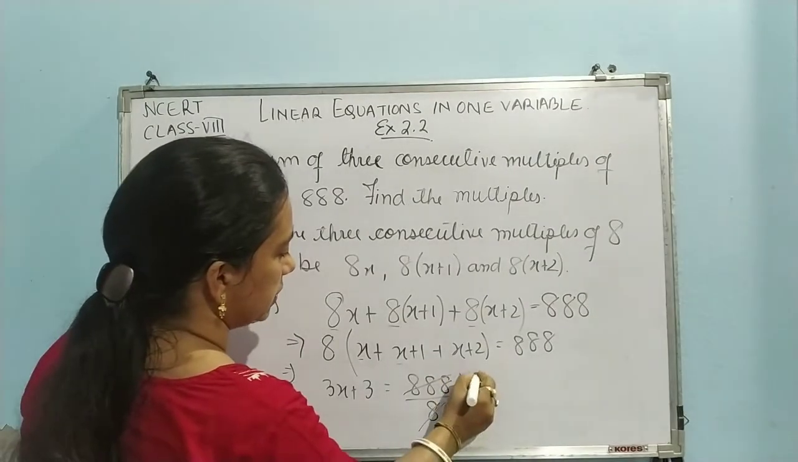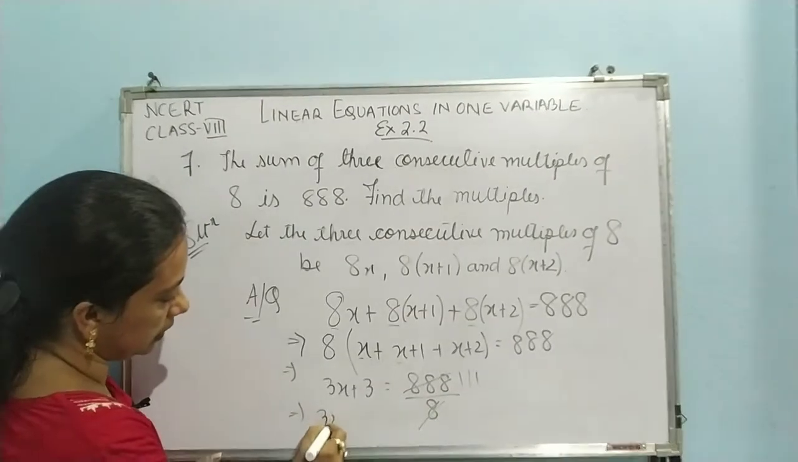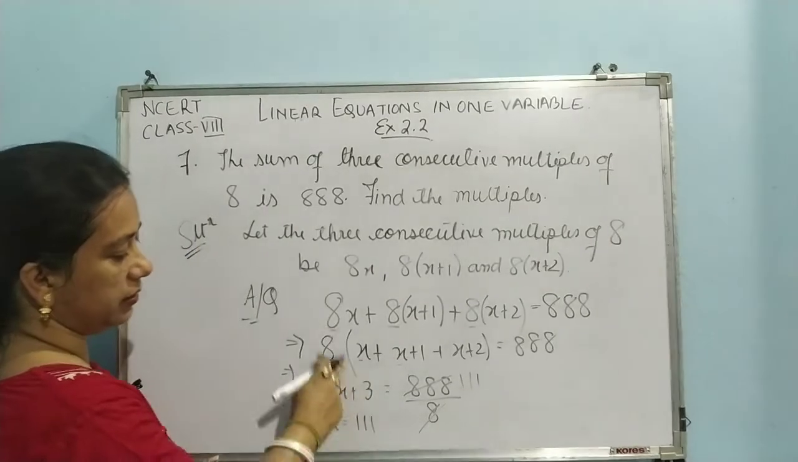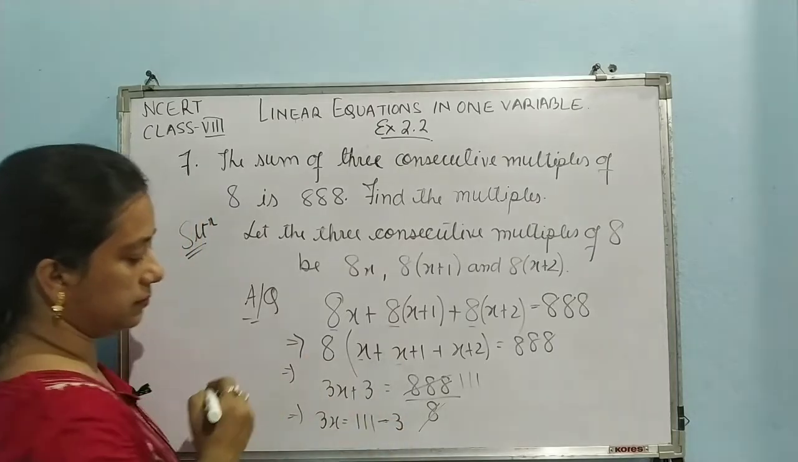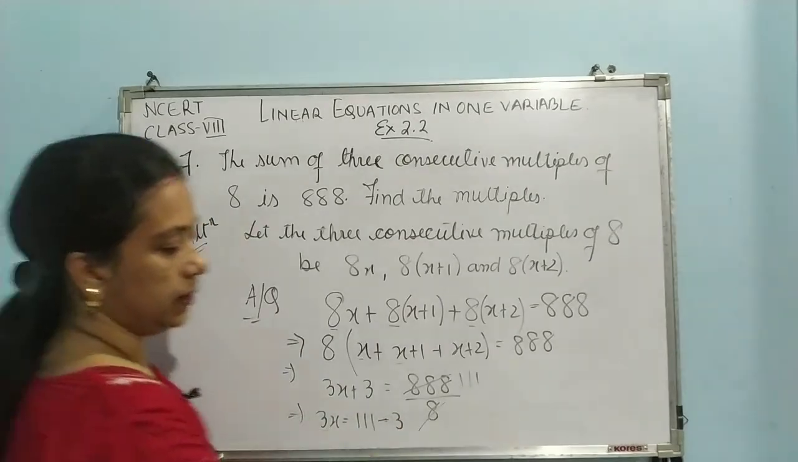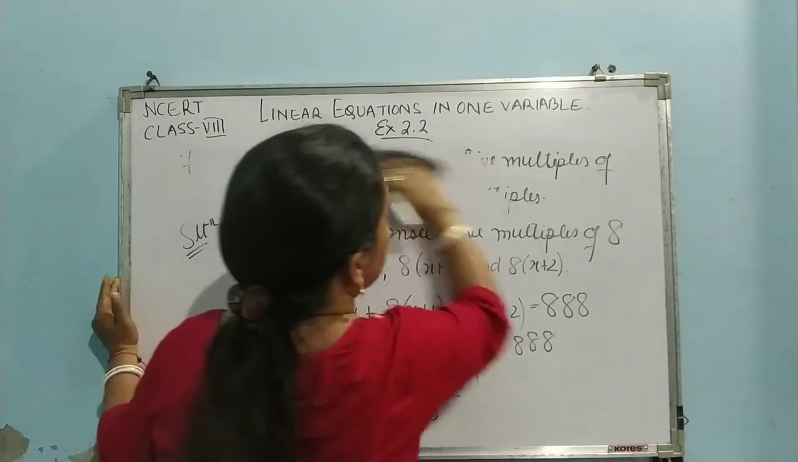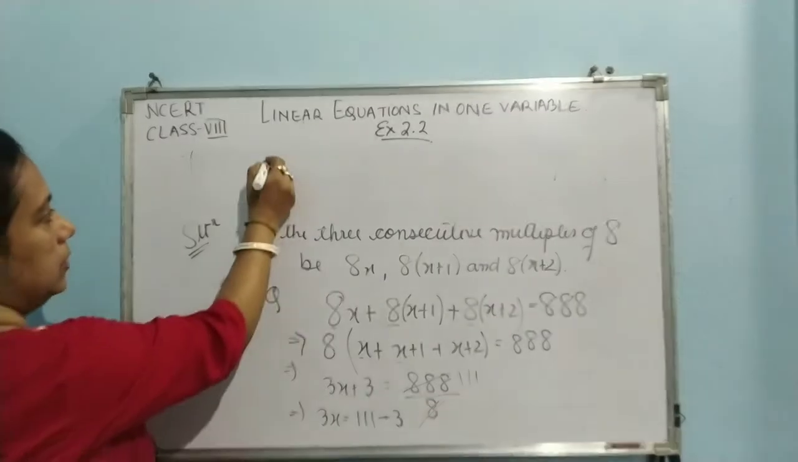8 ones are 8, 8 ones are 8, 8 ones are 8. 3x equal to 111. It is plus 3 here. It is changing the side, so it becomes minus 3. Okay, so I am rubbing a little so that I can write the remaining part.